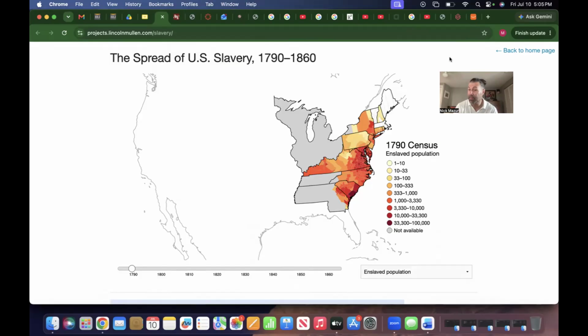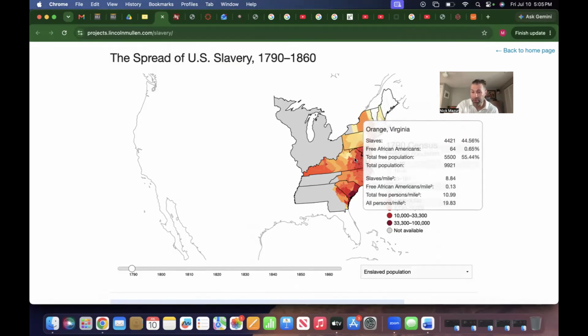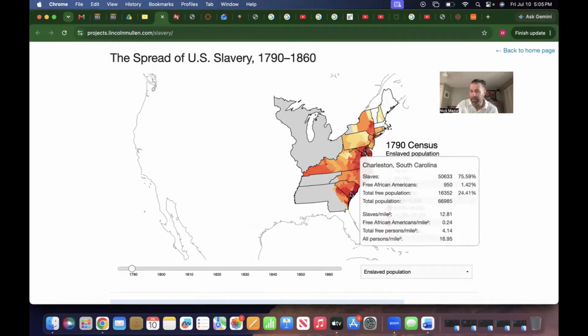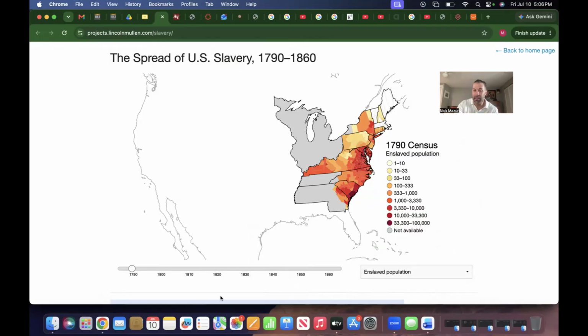So in 1790, we have the first census, and remember, slavery is legal everywhere. Okay. And you can actually click on this map and it will show you the different areas in terms of the counties, how many people are there. So if we go down here to Charleston, South Carolina, you can clearly see the amount of slaves, 50,000, 75% of that population, total free population, 16,000, right? So, free African Americans, less than 2%.